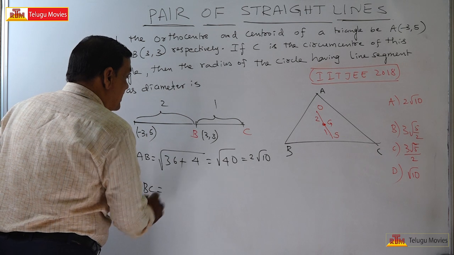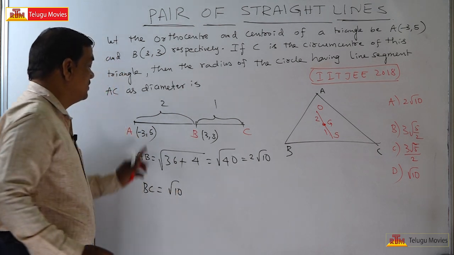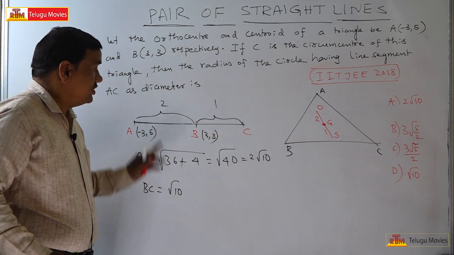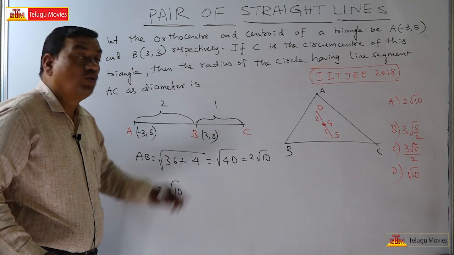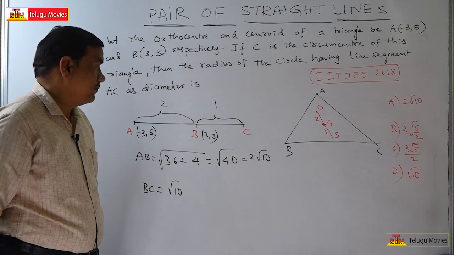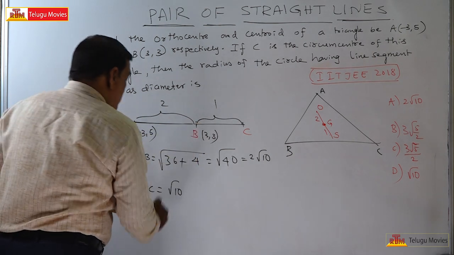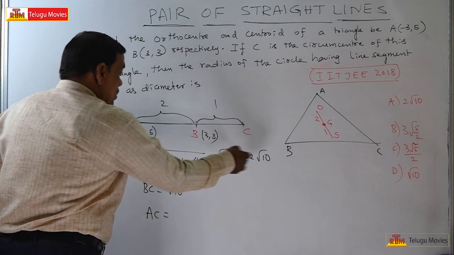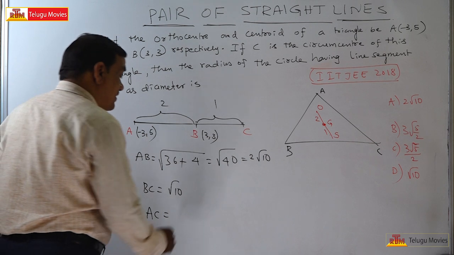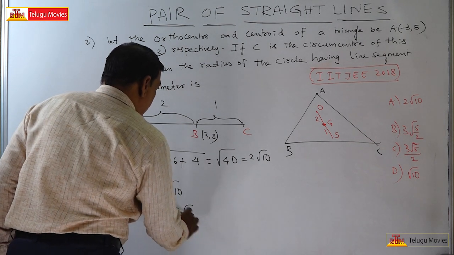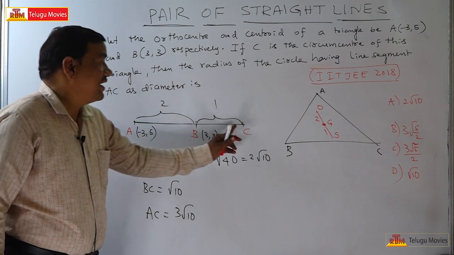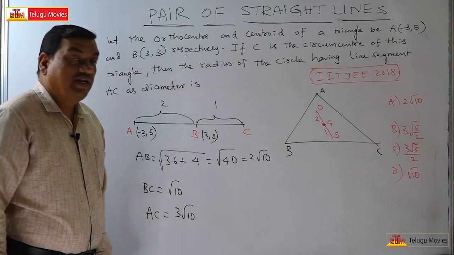Obviously, BC length will be root 10. Why? Because of the 2:1 ratio. This is 2 root 10, this is root 10, in a 2:1 ratio. Therefore, what is the length of AC? 2 root 10 plus root 10, that is equal to 3 root 10.